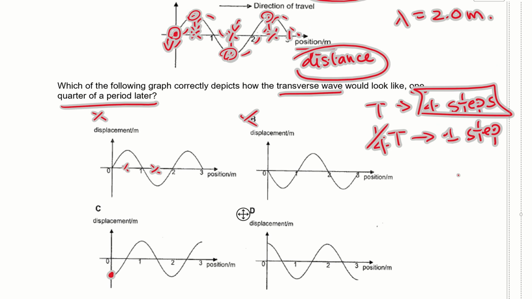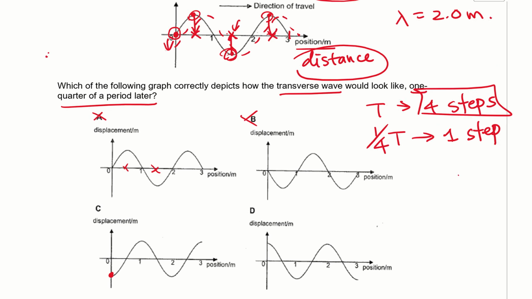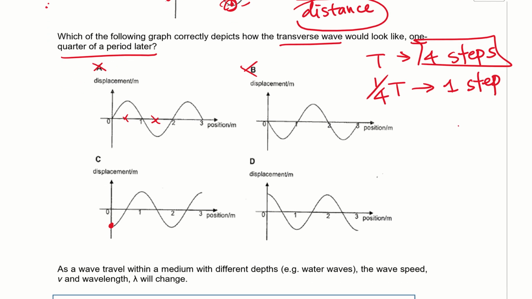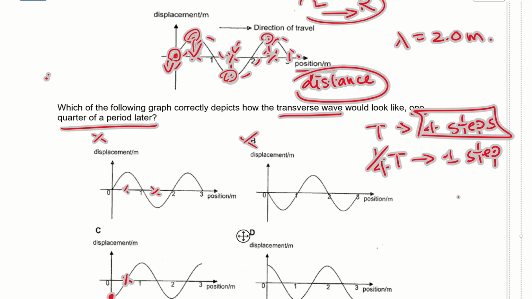And remember, the crest is actually going down to be at the rest position after 1 step, after 1/4 of a period. So we have it here. Okay, how about this? We have drawn the next wave.